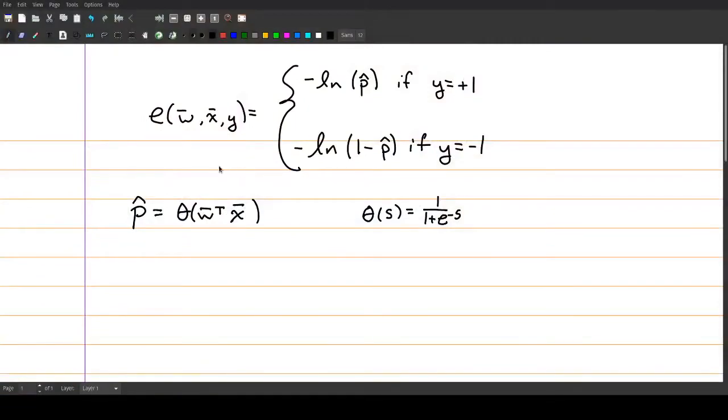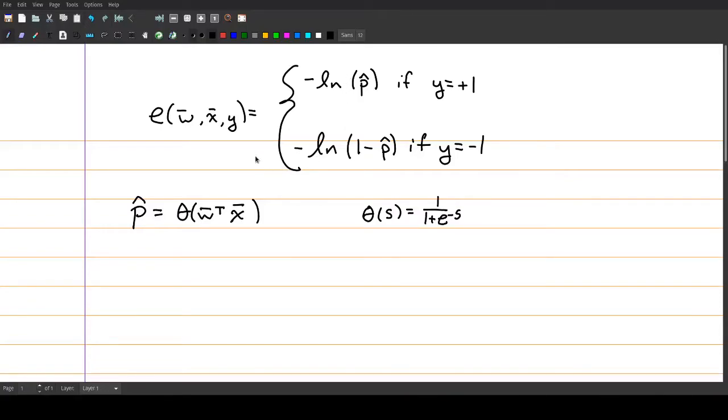Second video on logistic regression. So in the first video we established a couple of things. One is how to evaluate the error of a probability prediction p hat. And the error function that we said makes sense is this expression.